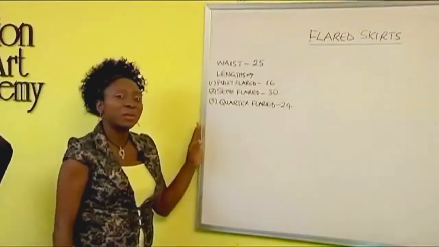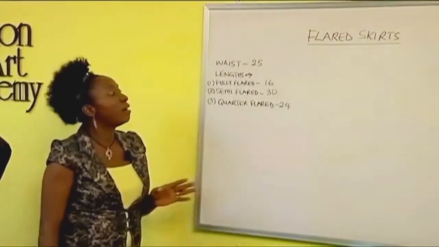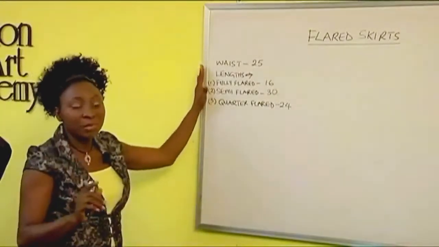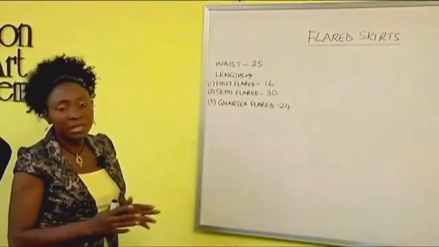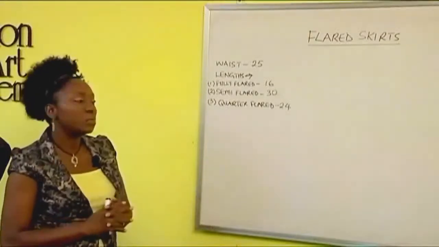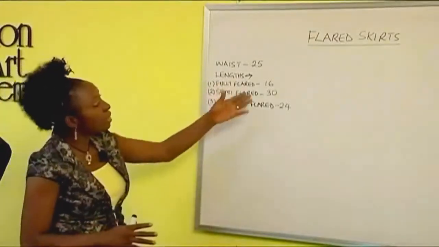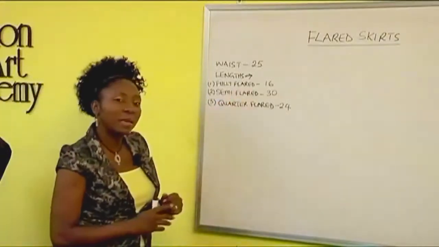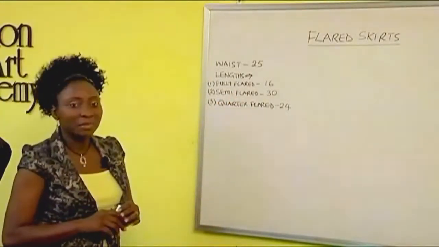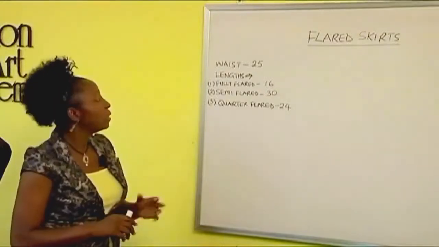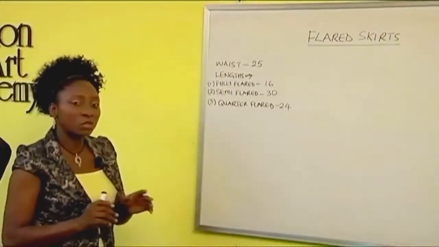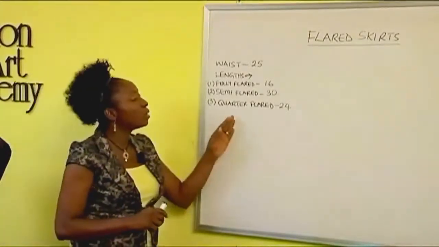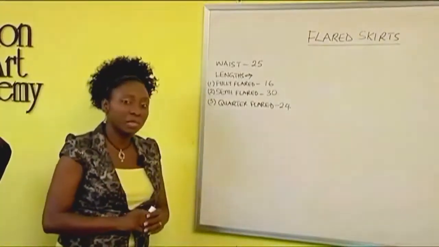These are the measurements we're going to use to make our skirts. Now we have the waist, which is a known measurement. Our waist is 25 inches. That's what we're going to be using to make the skirt. Now we have 3 different lengths here to practice with. We have our fully flared length here. We're going to use a mini length, which is 16 inches. Then we have the semi-flared length. That's going to be quite long. We're going to use 30 inches for that. Then we also have the quarter flared that we're going to use as 24 inches.